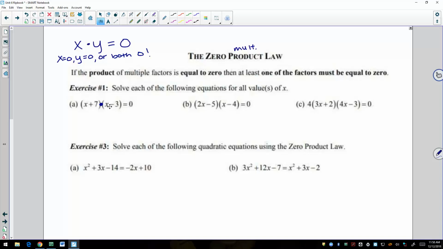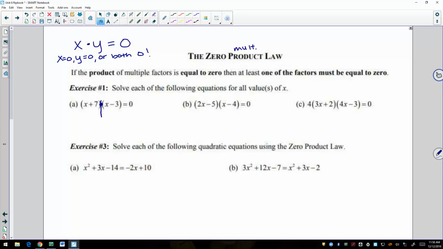Some of them you can do in your head very easily. Look at this one. I know if x is 3, I'm going to get 0 here, and 0 times anything is 0. So 3 is a number that gives me 0 as a final answer. The other number could be -7. -7 will make the first term 0, and 0 times anything is 0. So while 3 makes one of them 0, it doesn't make the other one 0, but that doesn't matter because as long as one of them is 0, you're going to get 0.